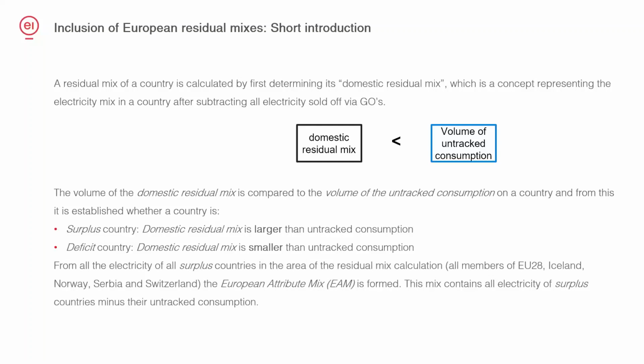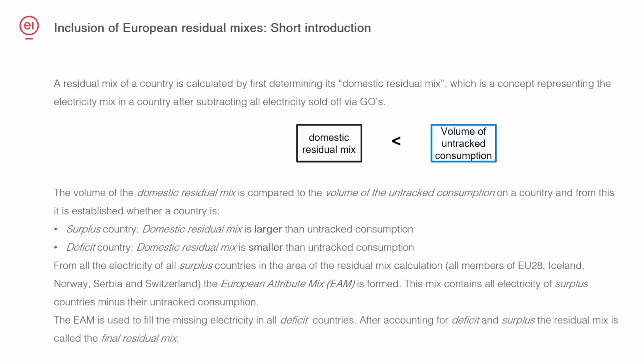Together, all surplus countries in the area of calculation, which in this case covers all EU member states as well as Iceland, Norway, Serbia, and Switzerland, contribute their surplus electricity to the European attribute mix, also short EAM. They contribute that electricity in the same proportion between the different generation technologies as in their own mix. The EAM can be imagined as a melting or collecting pot of all surplus electricity of all countries in the calculation area. Its primary function is to redistribute the electricity imbalance created by the selling of guarantees of origin.